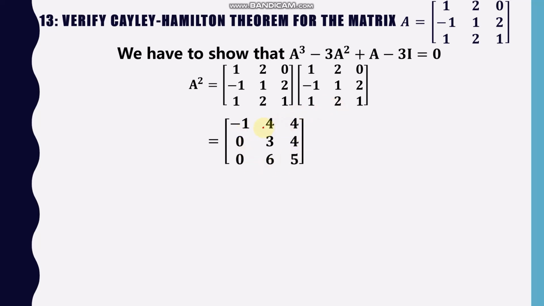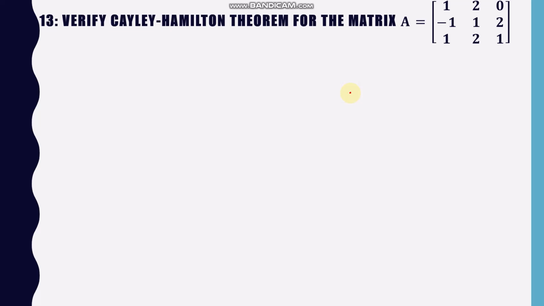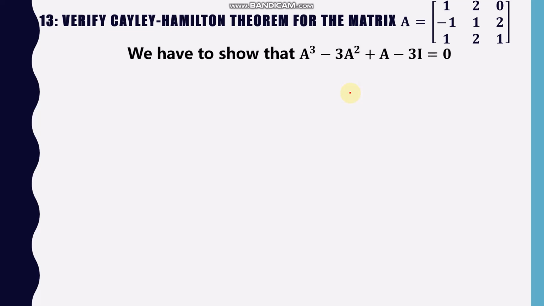Okay, now find out A cube. A cube is A multiplied by A square. So multiply again. You know how to multiply a 3 by 3 matrix with a 3 by 3 matrix. So it will come out to be this. Now we have calculated A cube and A square. We'll put these values in the left hand side of this equation and we'll show that it comes out to be 0.